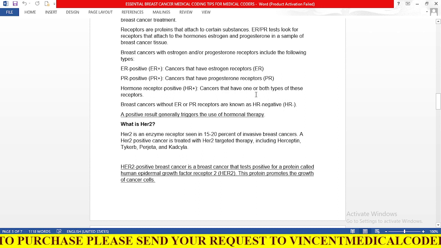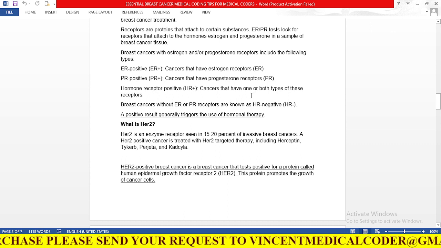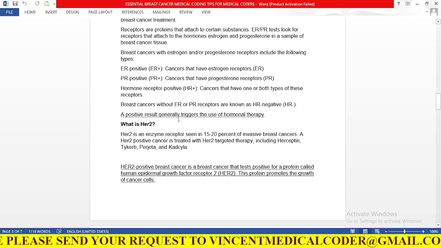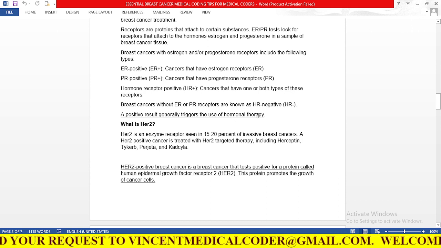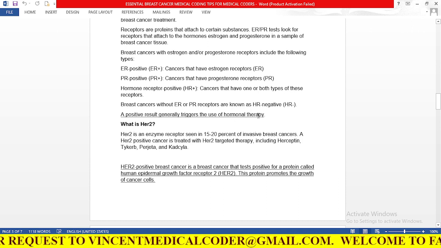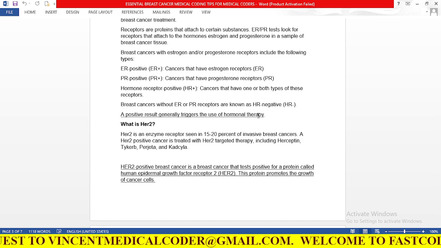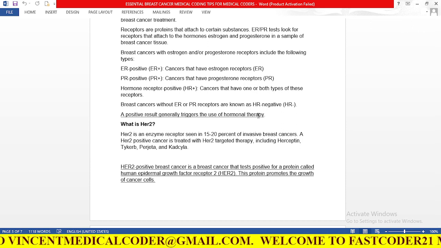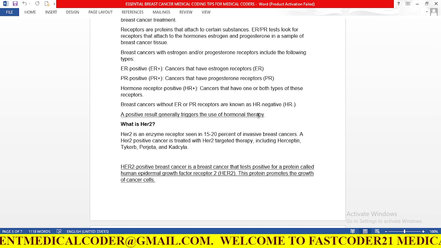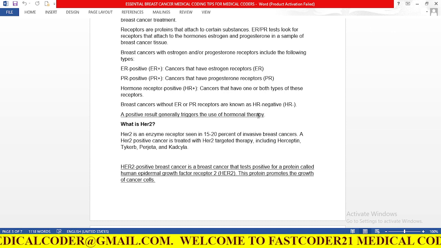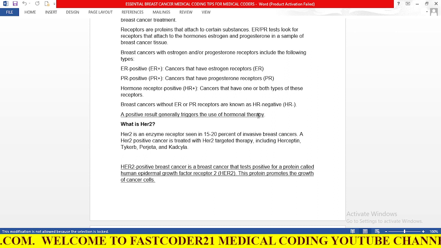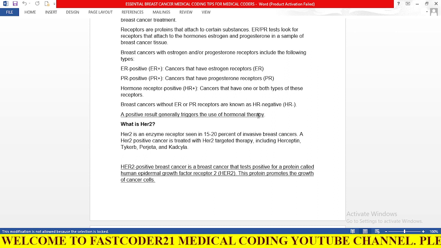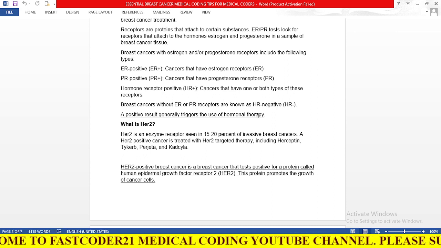So we need to find the documentation in order to code properly. A positive result generally triggers the use of hormonal therapy. In the documentation, if we see the patient has ER plus, PR plus, we need to understand that the patient has cancer. So based on that, we need to code a cancer code. If the patient has positive ER and PR, the patient needs to use hormonal therapy.